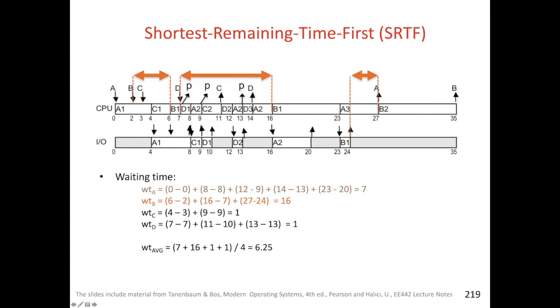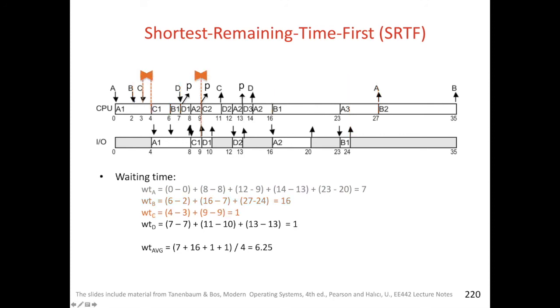Process B enters the ready queue 3 times, one for the submission. The second one is because of preemption, and the third time because it has completed the I/O operation. All these times are considered, so the waiting time for process B is found as 16.